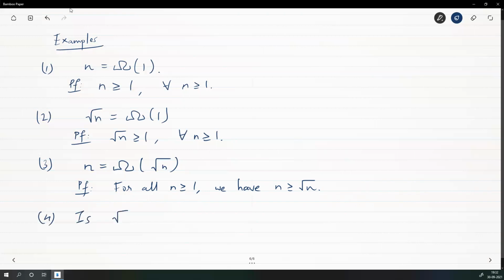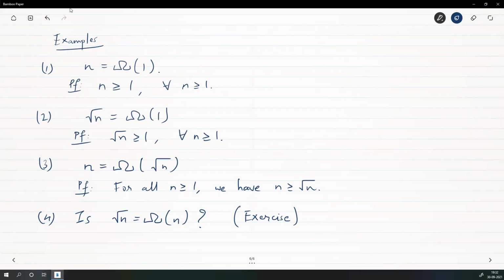Once again, what do you think now? Is square root N equal to omega N? So now compare this with what you did in the big O case. And this is the first exercise. I would expect someone to solve this during the tutorial, or at least tell me what they were trying to do during the tutorial. Okay, is this true? Yes or no? Okay, the answer is no, but just have a look at it. All right.